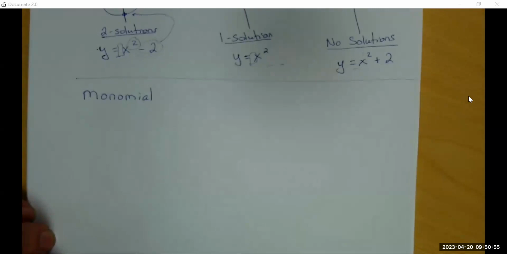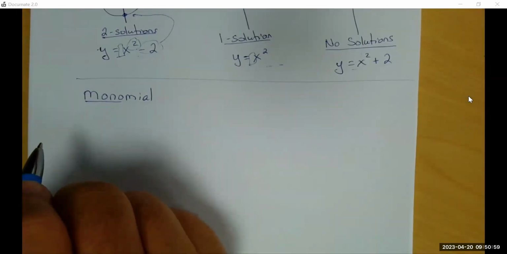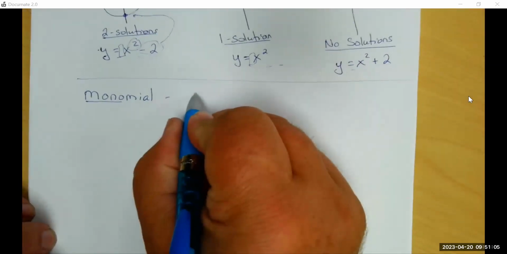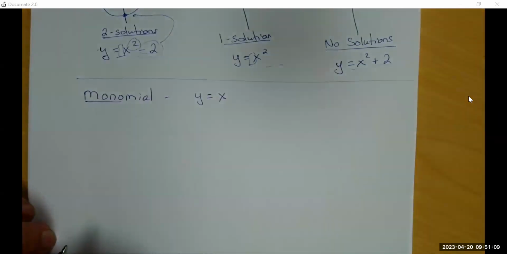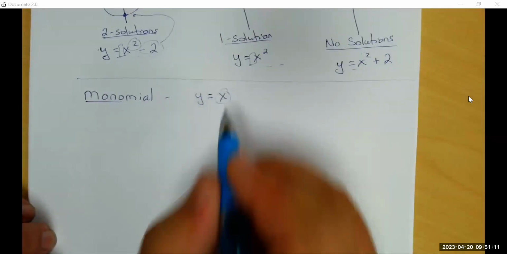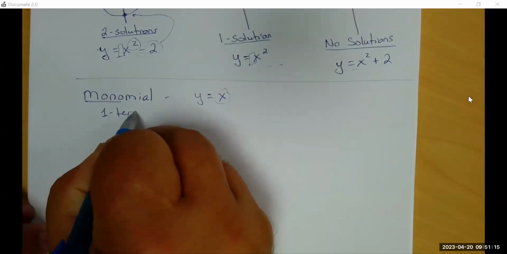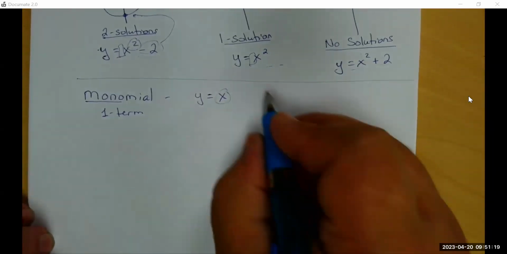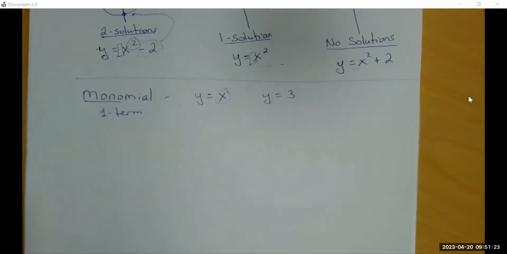The word monomial means mono means 1. Monomial means it's an equation that looks like this. Only has 1 term. One term. Or it could be a constant. Or it could be anything.